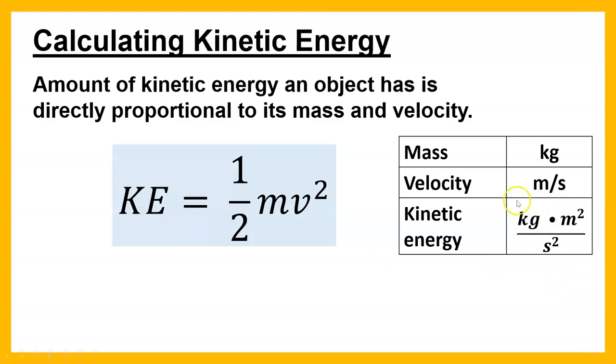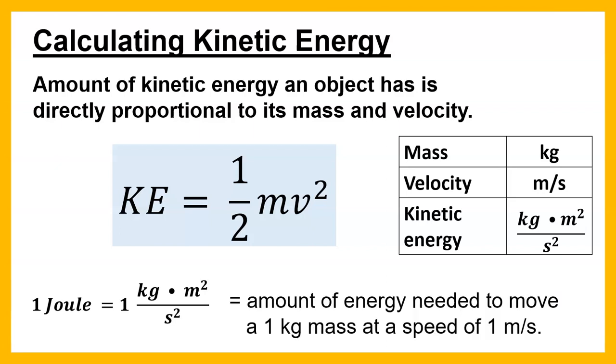Now, this is kind of cumbersome. So the other thing that tends to happen is we take these nasty derived units that look awful and we give them a new name so that we don't have to write it every time. So a kilogram meter squared per second squared is the same as something called a joule of energy, which you've already learned about. And that's the amount of energy it takes to move a kilogram mass object at a speed of a meter per second.